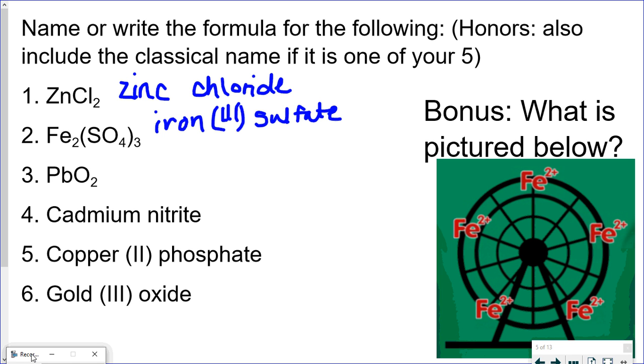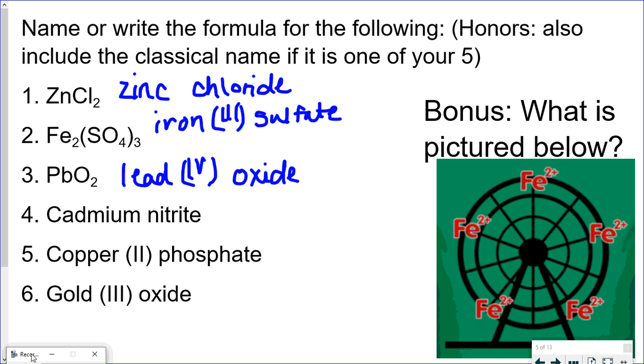Pb is lead. It is a transition metal, so it needs those Roman numerals. And O is oxide. Now, oxygen or oxide has a -2 charge. Since there are 2 of them, that is a total of -4. So the total for lead has to be a +4. So this is lead 4 oxide.